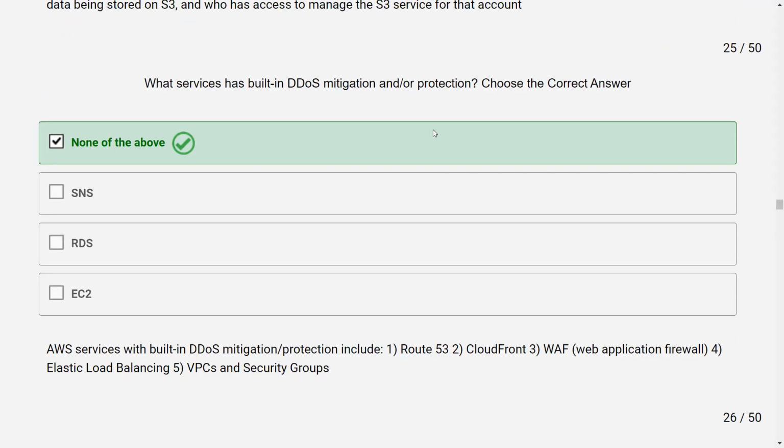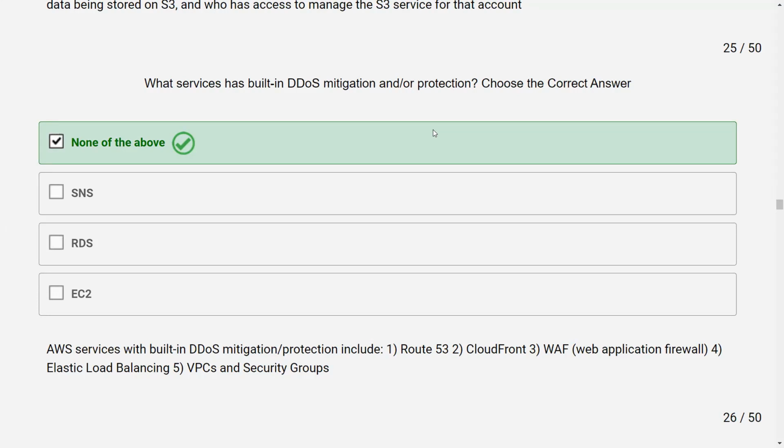25. Which service was in the video? DDoS. So none of these ones have DDoS, right? SNS is a notification service. RDS is a managed database service. And then EC2, as we know. Hold on. In the video, it said some three services get inbuilt DDoS protection. Yes, that would be Route 53, CloudFront, and then web application firewall. All right.